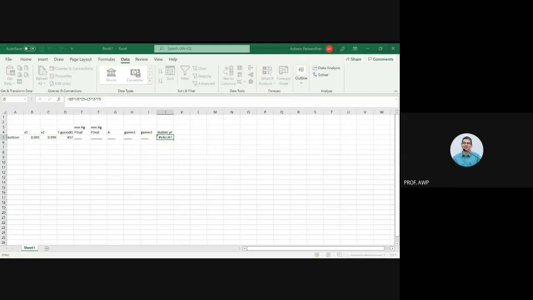Obviously, I won't get a solution now, but let's put some numbers. At 457, this may be 760 mmHg, this may be 1500 mmHg. This A would be, let's say, minus 0.1. Now gamma 1 is e raised to A into x2 square. I'm just putting some numbers, you do the actual calculation. Gamma 2 would be e raised to A into x1 square.